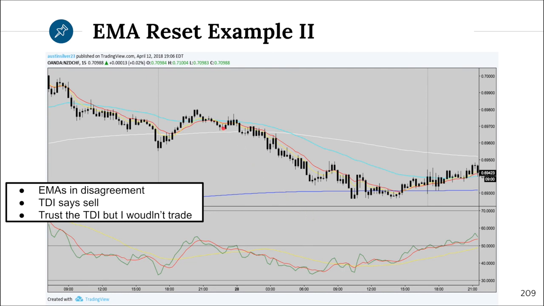Here, reset again. The short-term EMAs, the 50 and the 200, are coming together, bringing the candles towards the 800 EMA, crossing right before 6 a.m., down towards that 800 EMA. How do we know it's going to go to the 800 EMA? How do we know we're in a short-term downtrend?